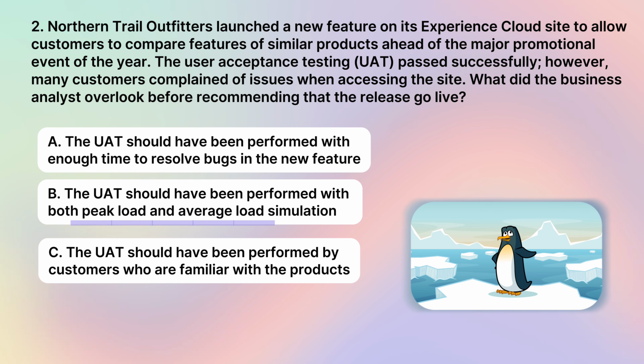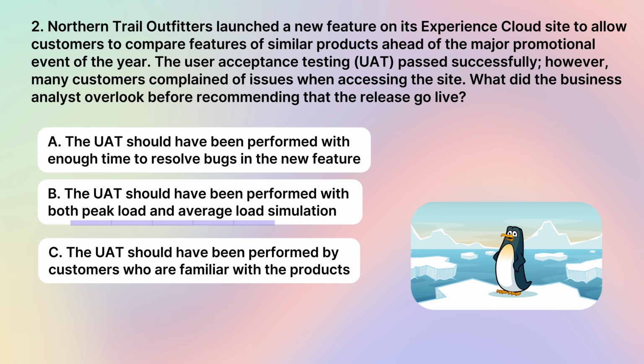B is the correct answer because it suggests that the UAT should have been performed with both peak load and average load simulation. This means that the website should have been tested under the conditions in which it is expected to be used during the major promotional event of the year, as well as under normal conditions. This would have helped to identify and resolve any issues related to site performance and accessibility before launching the new feature.